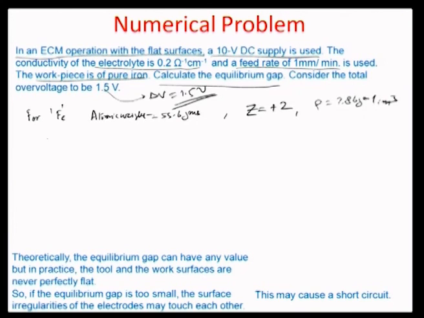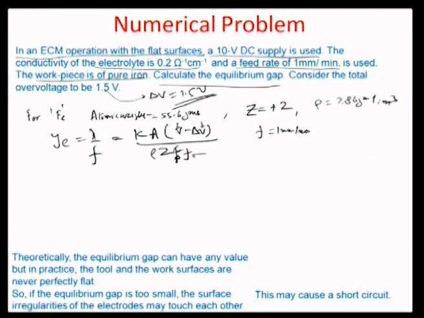And as we know, the equilibrium gap y is given by lambda by F, and lambda is conductivity times the atomic weight of the particular species, times V minus delta V, where V is the applied voltage and delta V is the over voltage, divided by rho z F, with F being 96,500 coulomb, the Faraday's constant, times the feed rate f. Okay. And we already know that the feed rate is given to be 1 mm per minute, meaning thereby it is 0.1 centimeter per 60 seconds. Okay. So, this is in centimeter per second.